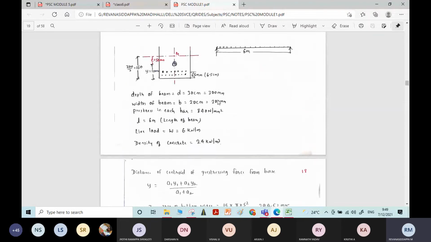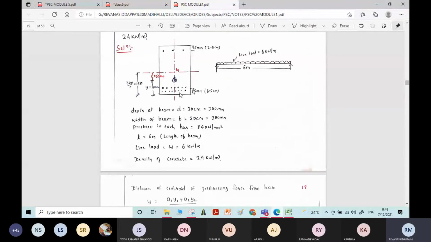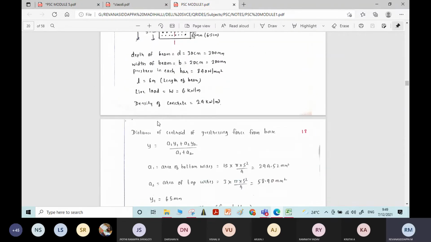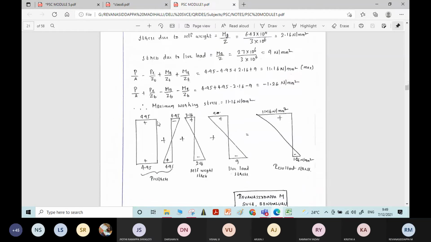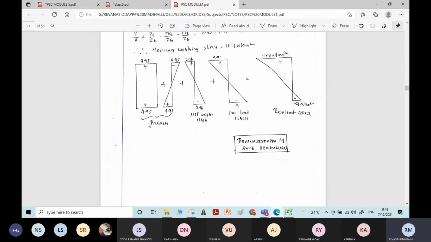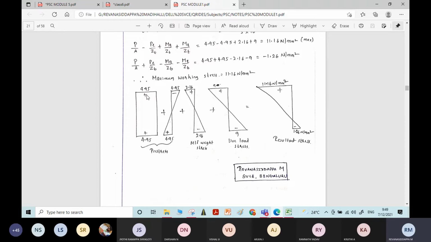Yes, in this problem, the centroid of pre-stressing force is acting at some eccentricity, that is, at 50 mm eccentricity. At this particular eccentricity, if we find the stress due to the pre-stressing force, see this rectangle represents the direct stress P by A, and this diagram represents the bending stress due to the pre-stressing force, P by Z value. If you add these two things, what you will get?